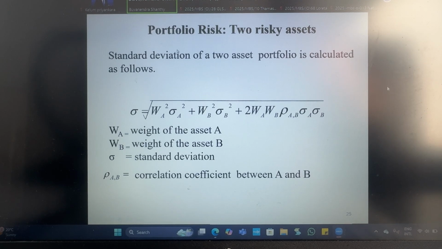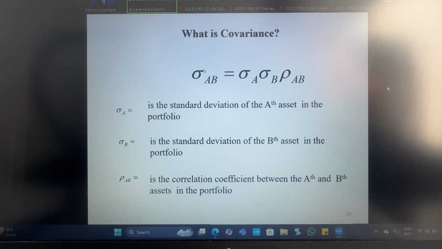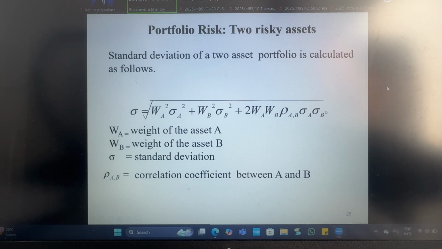So this equation has the weight of asset A to the power 2 times the standard deviation of asset A to the power 2, or weight multiplied by standard deviation, all to the power 2. Both are the same. This is the second asset. Here, 2 multiplied by weight A, weight B. Here we always multiply by the correlation coefficient multiplied by the standard deviation of A multiplied by the standard deviation of B. Or we can replace these three parts, as I explained here, with the covariance. You can see the covariance of AB is equal to the multiplication of these three.